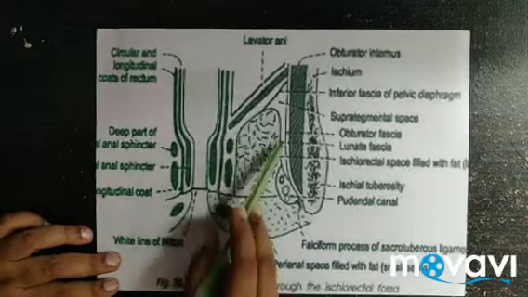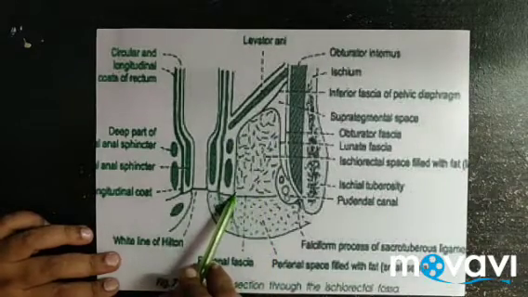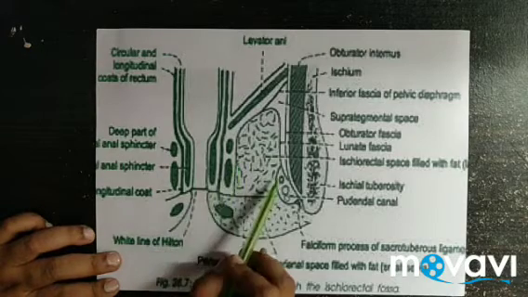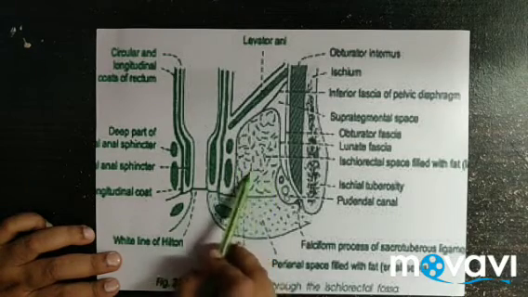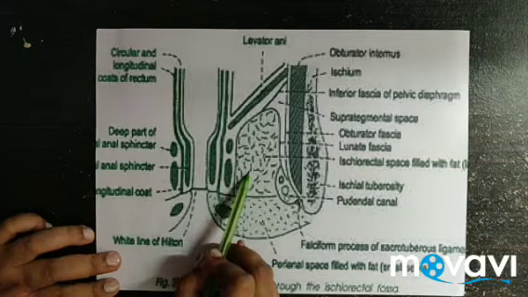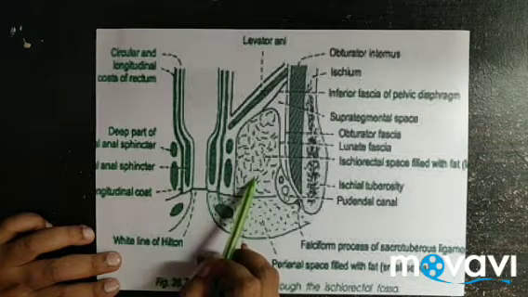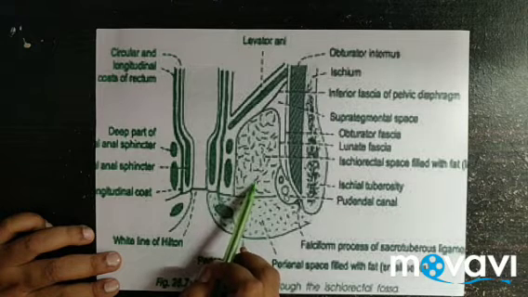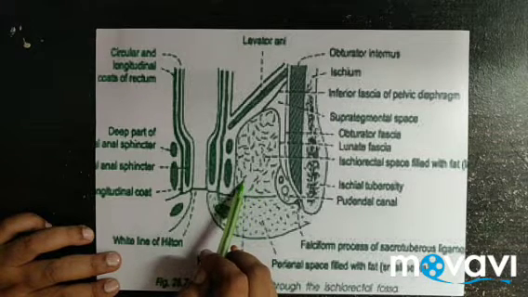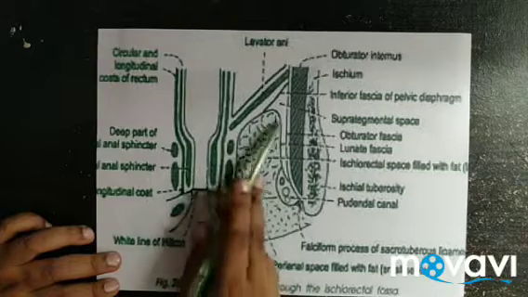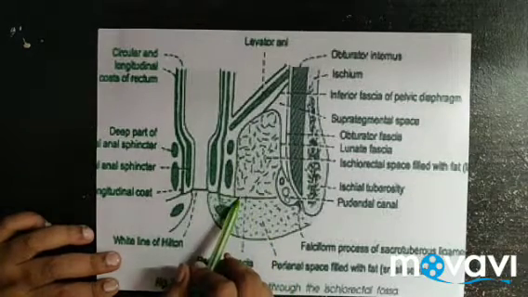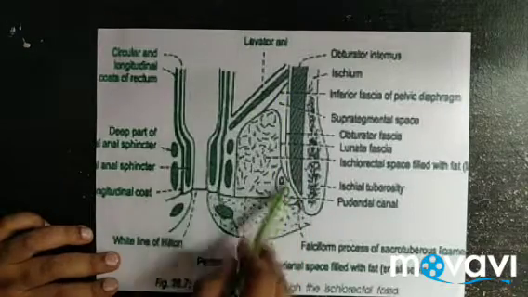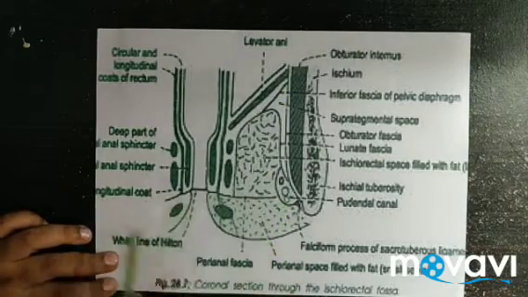Now you will be able to understand the contents of the ischiorectal fossa, which are the internal pudendal vessels coming out from the pudendal canal or the Alcock's canal, then posterior scrotal vessels, and also the fourth sacral nerve and its perineal branch. So these are the contents and the boundaries of the ischiorectal fossa. Thank you.